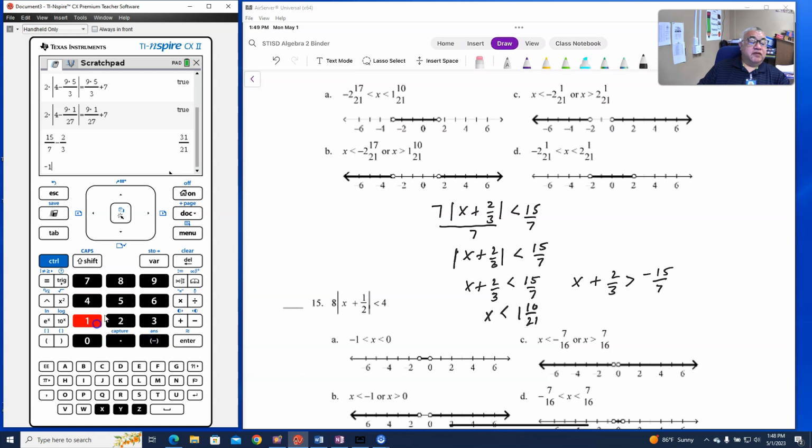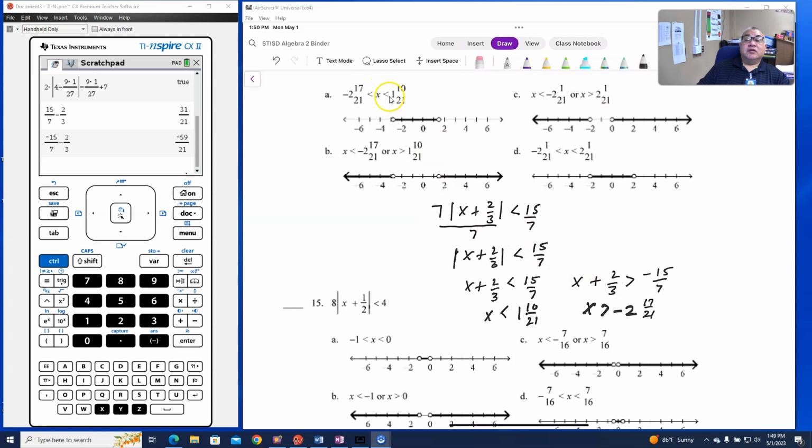And then you have negative 15 divided by 7 minus 2/3, right? That will be 2. X is greater than negative 2, and 21, so you're left over 17, I think. Yeah, it's 17 over 21. So x is less than 1 and 10 over 21.